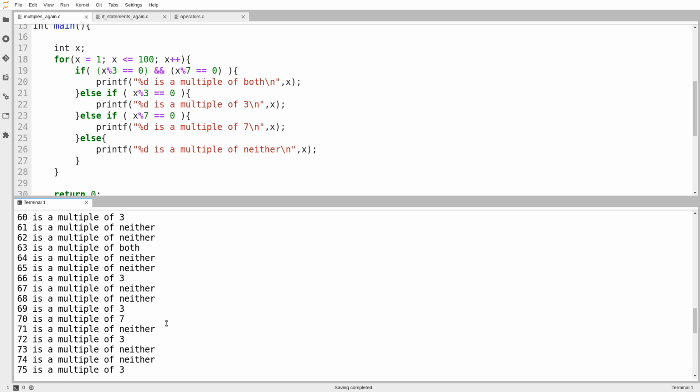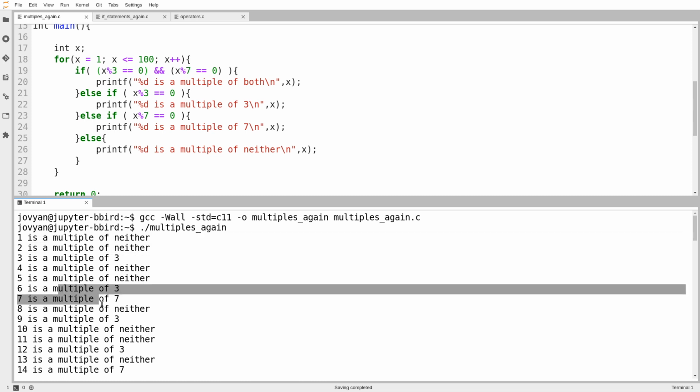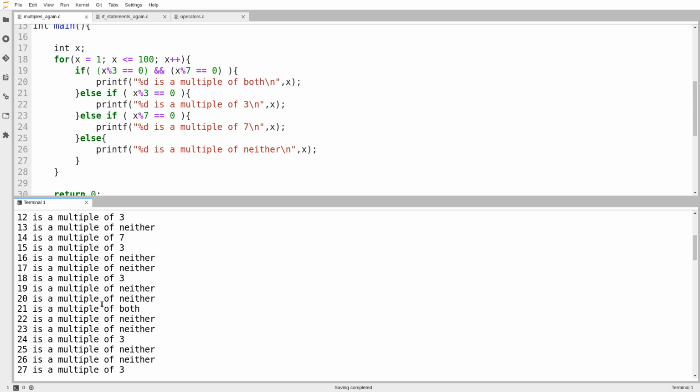And we'll have to do a spot check. So let's see. 1 and 2 are a multiple of neither. 3 is a multiple of 3. 7 is a multiple of 7. That looks good. And there's 21. It is a multiple of both.